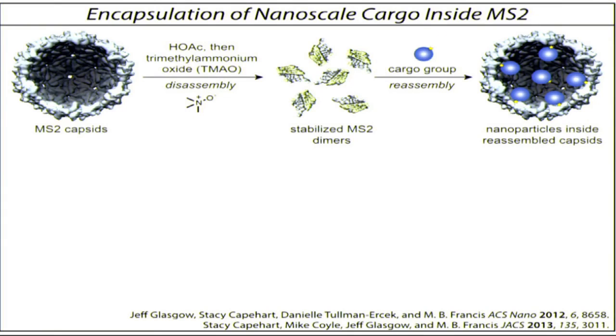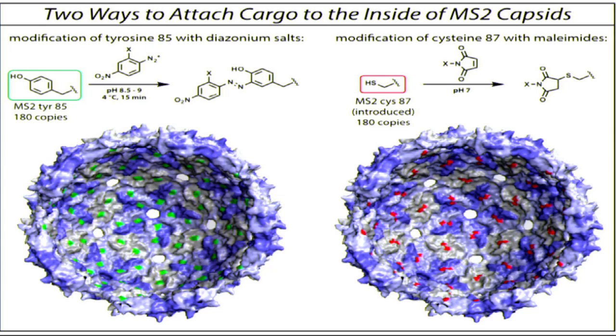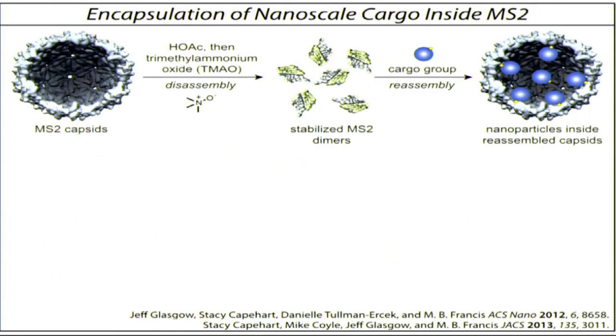Jeff Glasgow and Stacy Capehart found that you can actually take these capsids, and you can tear them apart using specific sets of conditions, using acetic acid and this molecule here called trimethylammonium oxide. It took a long time to figure this out. But when you do that, this capsid will come apart and form its individual components in solution, and they'll remain in solution under these very specific conditions.